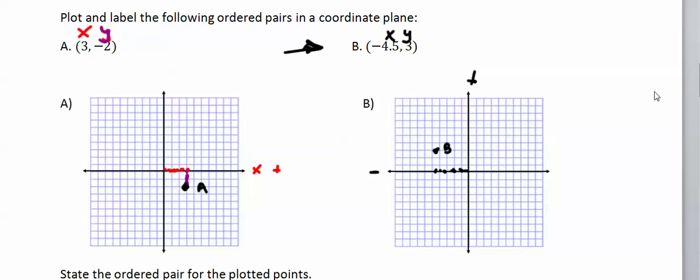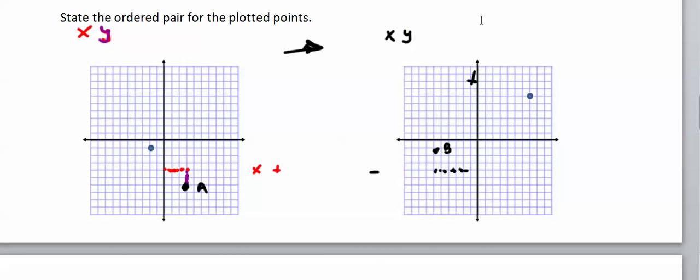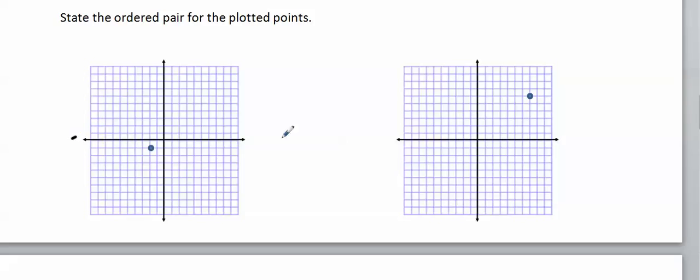Alright, so from there, it says state the ordered pair for the plotted points. Again, just starting from the origin, I want to list the ordered pair that is this point. If I start from the origin, to get to this point, I have to go to the left 2. Remember, that's x in the negative direction. So we start with negative 2, and then the y in the negative direction, down 1. So this point here is at negative 2, negative 1. Back 2, down 1.